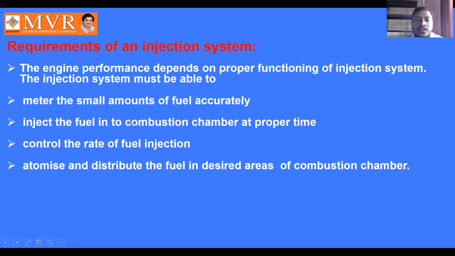See here, inject the fuel into the combustion chamber at the proper rate and proper time. Whenever the fuel is required in the combustion chamber for the combustion process, we need to send the fuel at the proper time. We also need to control the rate of fuel injection, and atomize and distribute the fuel in the desired areas of the combustion chamber. Atomization means converting into small fine particles. We split the oil into small particles and spray it into the engine cylinder. These are the four points for the requirements of an injection system.